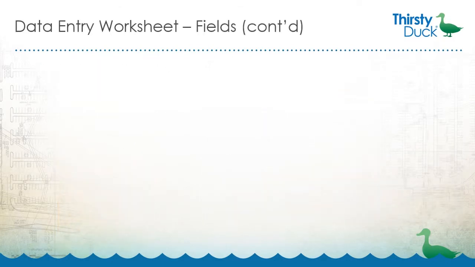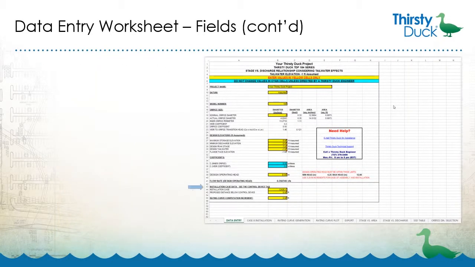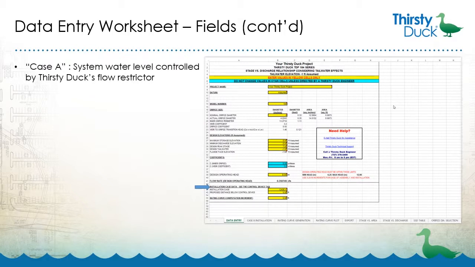The next series of inputs, installation case data, relates to control of the system water level. If Thirsty Duck's flow restrictor controls the system water level, it is a Case A installation. If the system water level is controlled by a traditional weir or orifice, it is a Case B installation. When the installation case cell is selected, a drop-down menu is activated and lists the 2 installation cases.